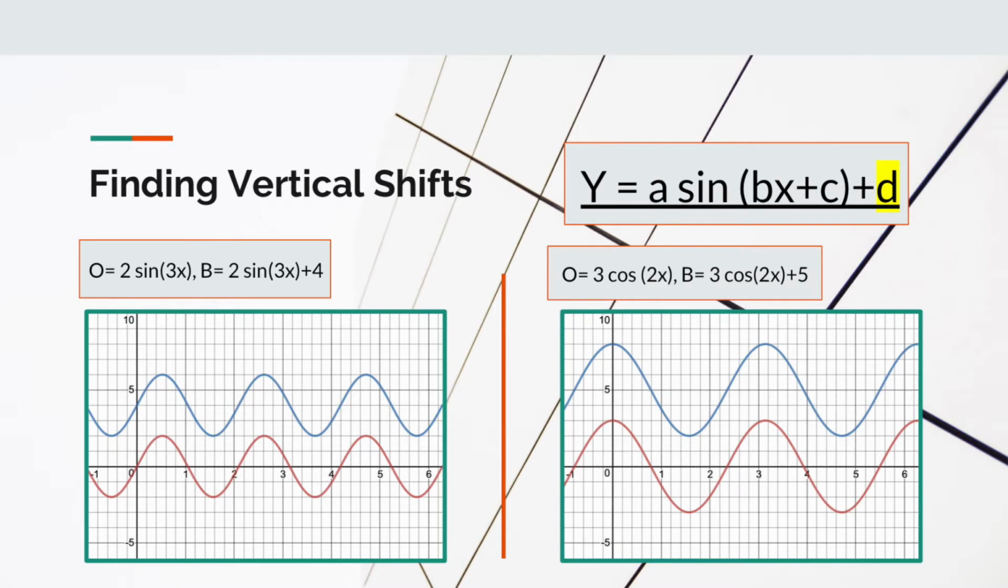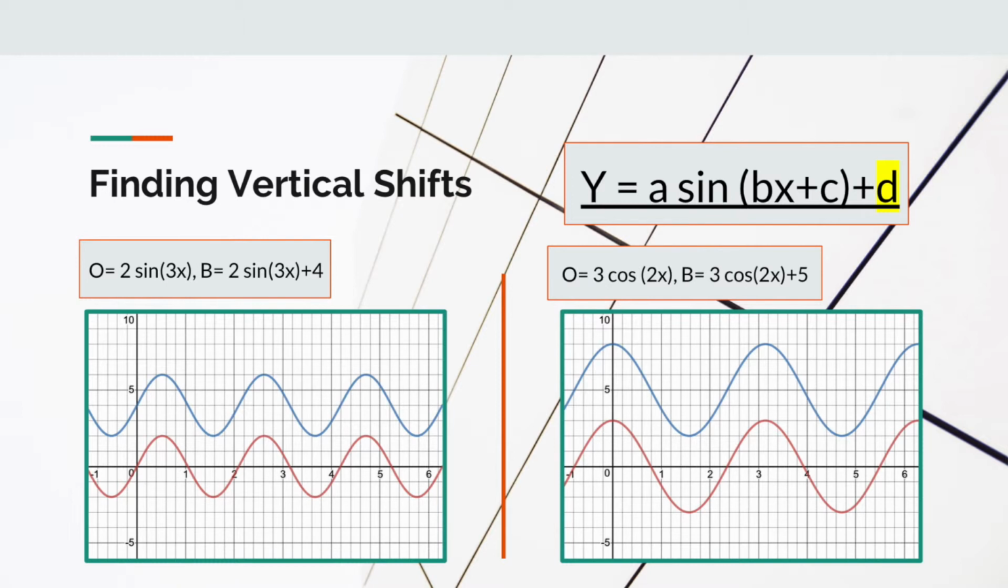Finally, we have vertical shifts. Let's look at the graph on the left. The orange wave is 2 sine 3x, and the blue is 2 sine 3x plus 4. Only this time, the 4 is outside the parentheses. Therefore, its role is different. Instead of determining the phase shift, it determines whether the graph moves up or down from its original spot. A positive number means the graph goes up. A negative means the graph goes down. So if we look at our formula above, we see that the vertical shift is the number after the parentheses. So if we look back at our graph, we see that 4 is the number following the parentheses. Therefore, plus 4 is the vertical shift.